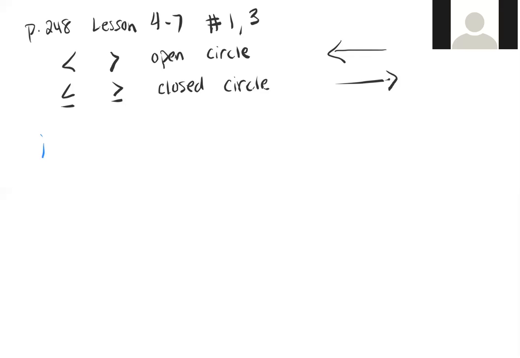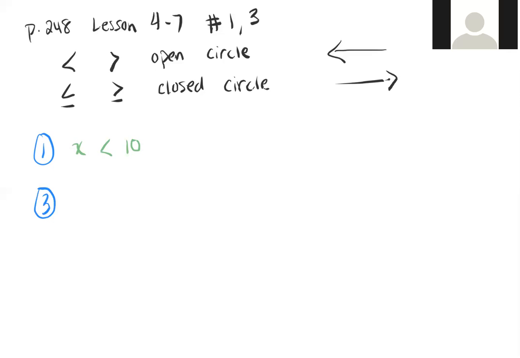Here we are given the graph, so we need to write the inequality. So I always start with my variable, which is going to be x. I can see that my dot is on 10. I have an open circle, so I know it's going to be less than or greater than. And my arrow is headed towards the left, which means it is less than. So x would be less than 10.